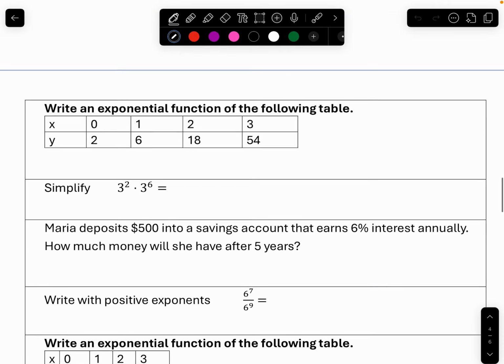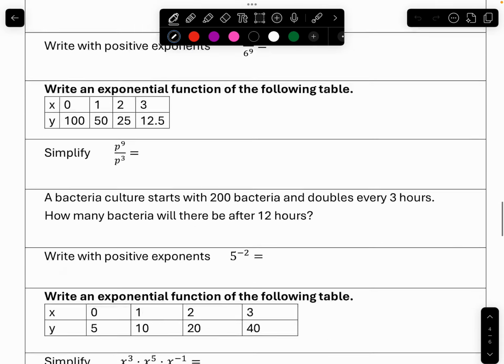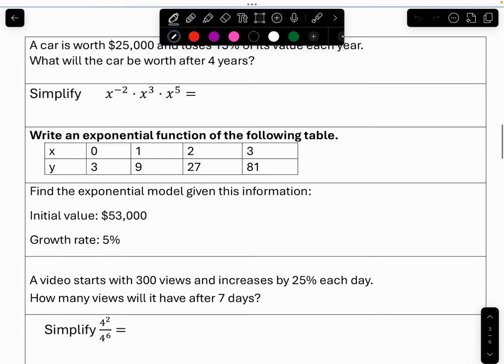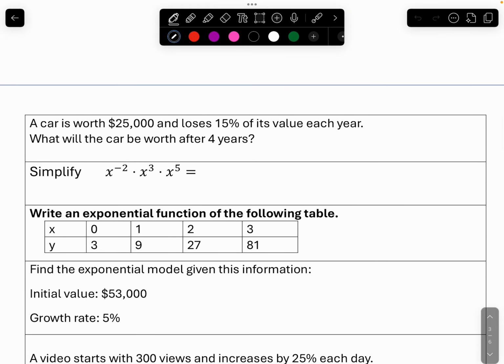Alright, I'm only going to do one problem per section of examples. So for this first one, a car is worth $25,000 and is losing 15% of its value each year. What will the car be worth after 4 years?